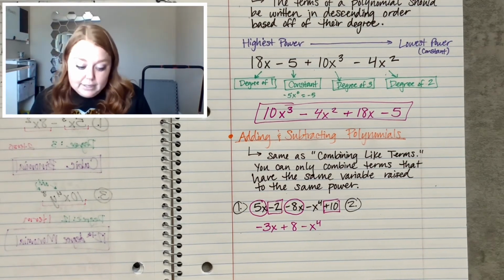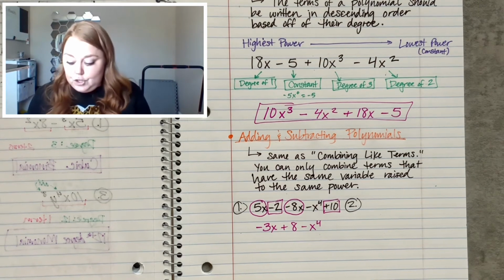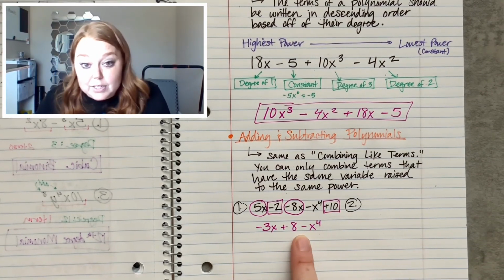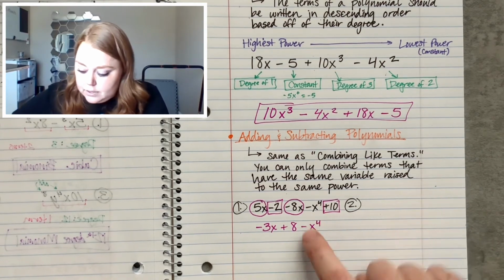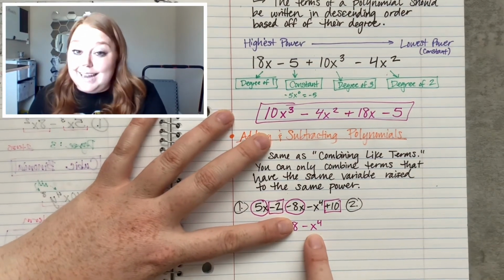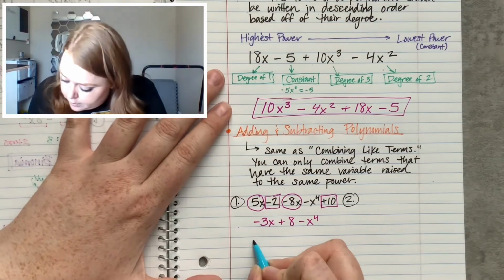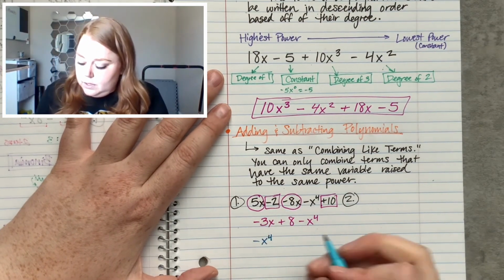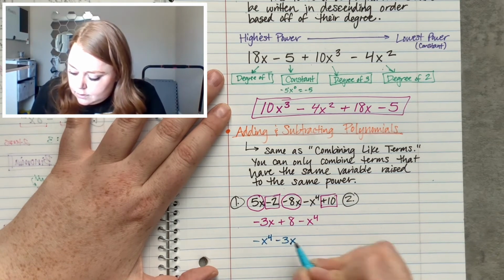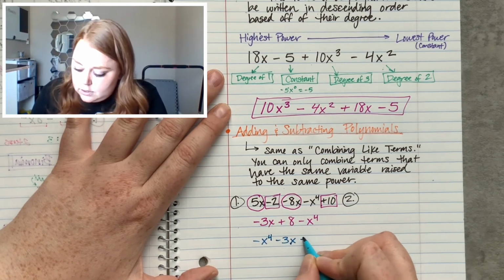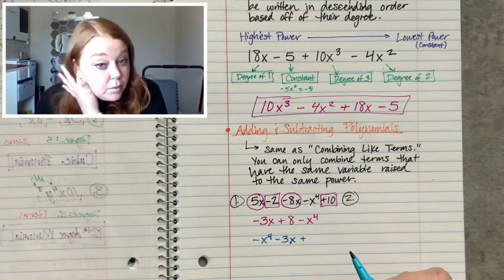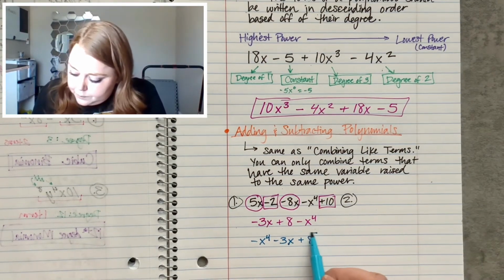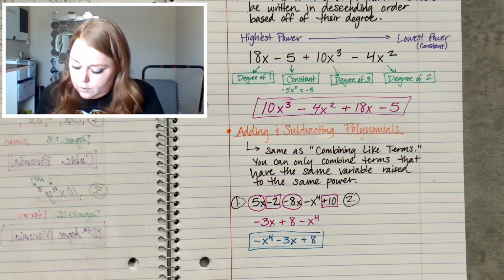Now we need to write that in standard form. The term with the highest power comes out front. That would be this guy. Keep in mind, this is a -x to the 4th. The next highest power would be the -3x. And your constant, which does not have a variable, so it does not have a degree, goes at the back. So there's your standard form.